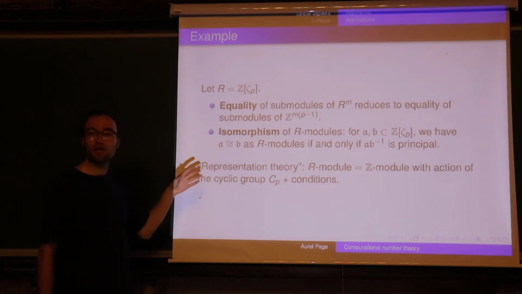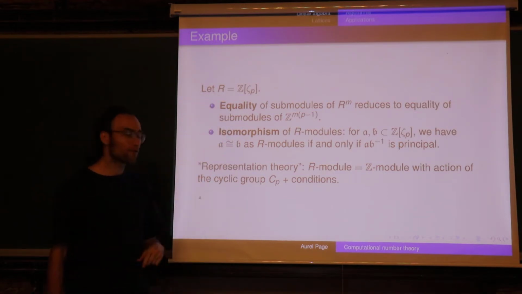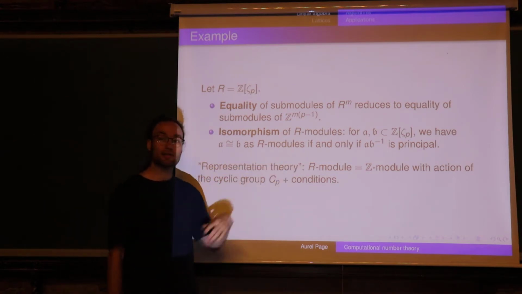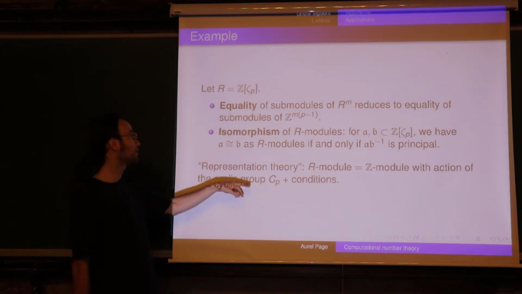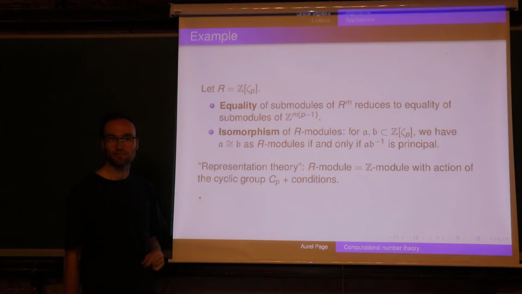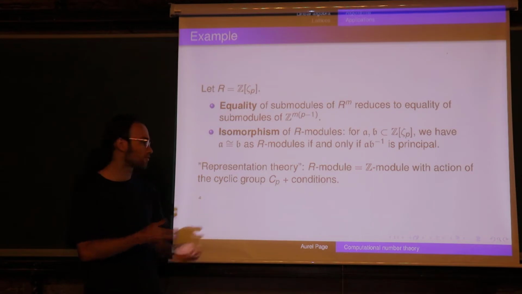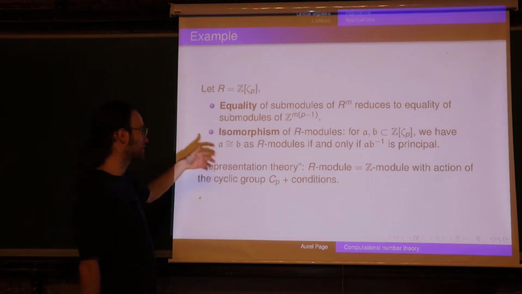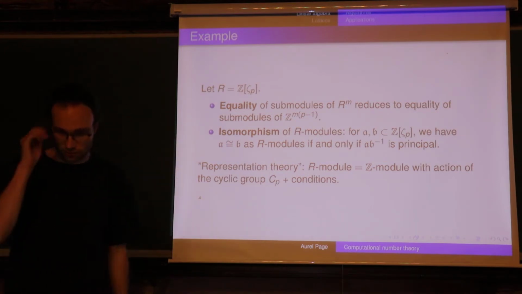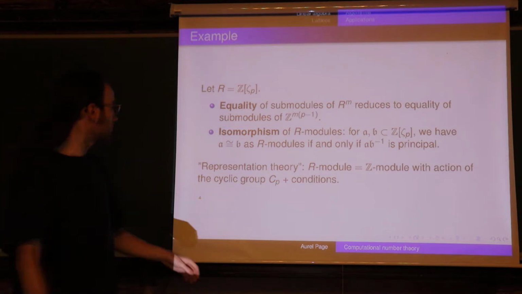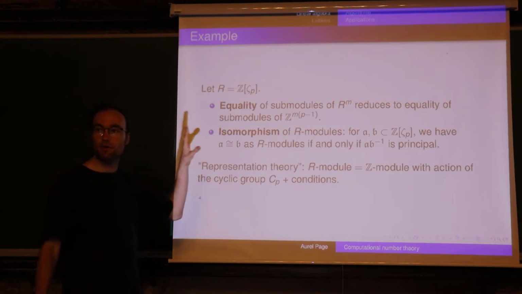Just to give you an idea why I'm calling this representation theory: for this particular ring, an R-module is essentially the same as an abelian group on which the cyclic group of order p acts, and it will act through this pth root of unity. Representation theory, classically, has to do with linear actions of groups, and you can generalize this to actions of other rings. So this is the difference between these two types of problems. We will mostly discuss the first type, linear algebra, because the representation theory problems are usually harder.